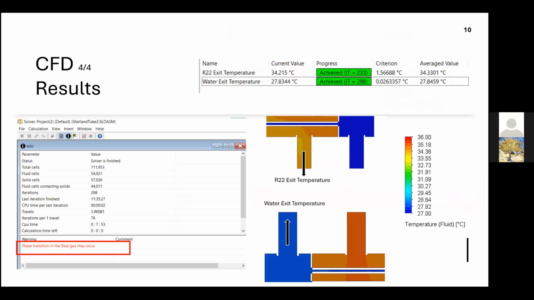These are the results from our CFD. It calculated the outlet temperatures, which are different from what we got for our math model, but it does cool down and heat up as expected. Also, there is a phase transition because of the warning given in the solver. SolidWorks doesn't directly tell us if a phase change occurs, but this warning when it does a flow simulation tells us that there is a phase transition.